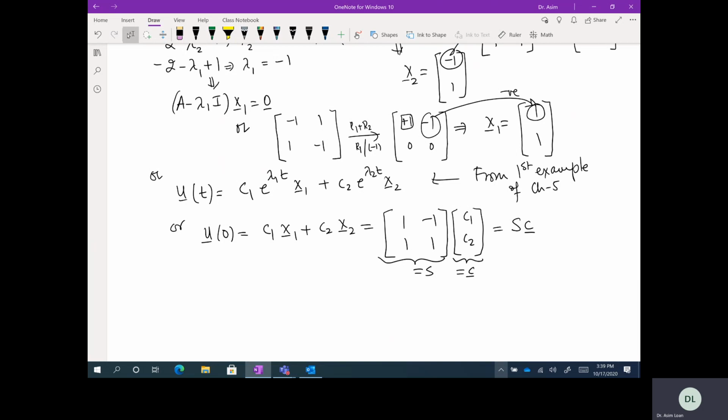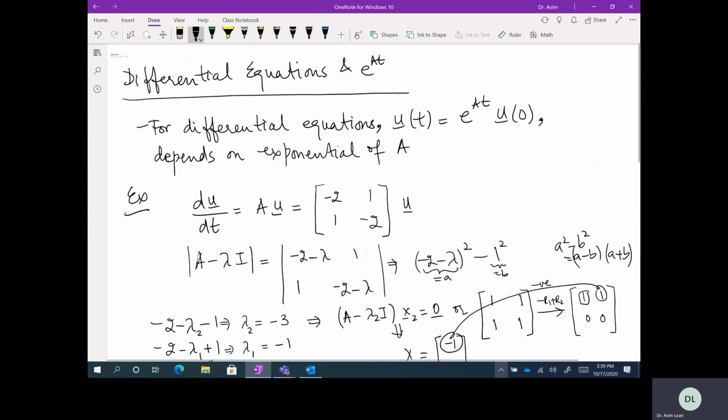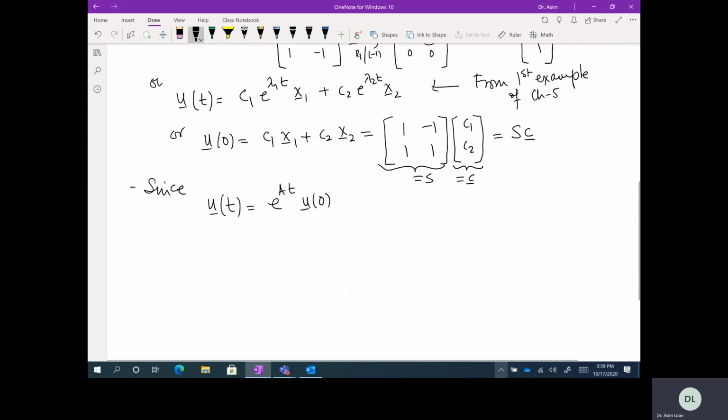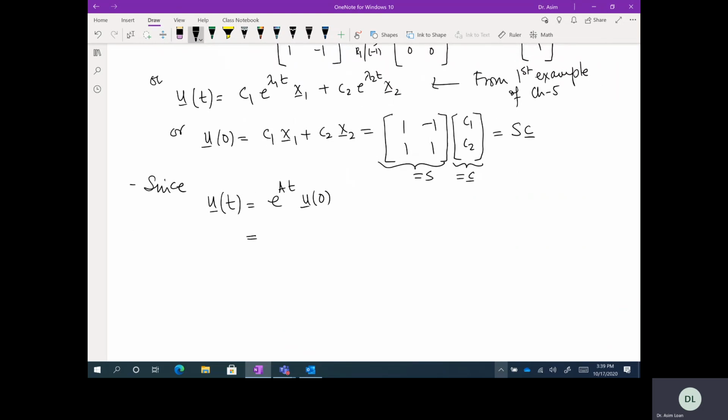And so we can't find c without u naught. Recall that u of t equals e to the At u naught. So from here, u of t is equal to e to the At u naught. This is equal to S e to the lambda t S inverse u naught.